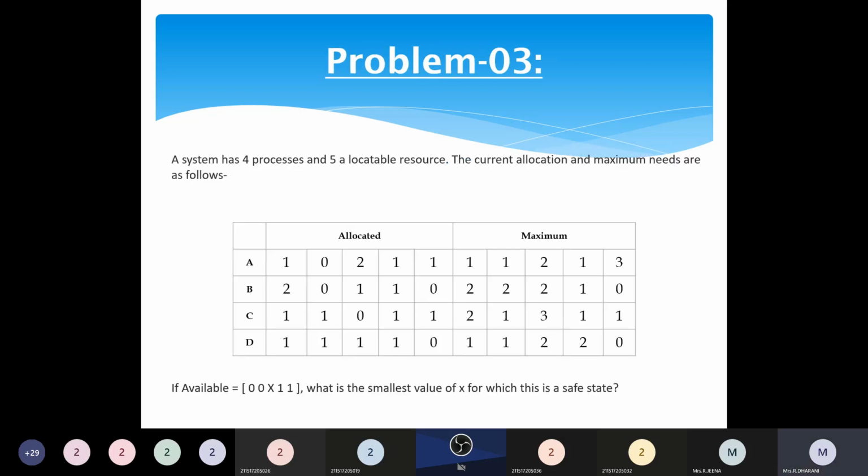So let us see the next problem. A system has four processes and five allocatable resources. The current allocation and maximum needs are as follows.